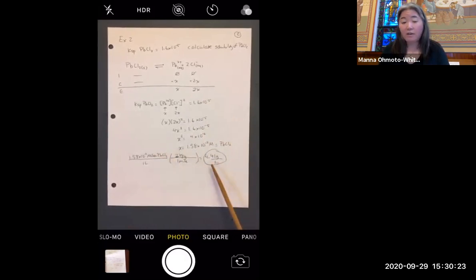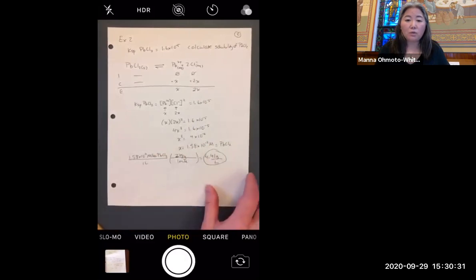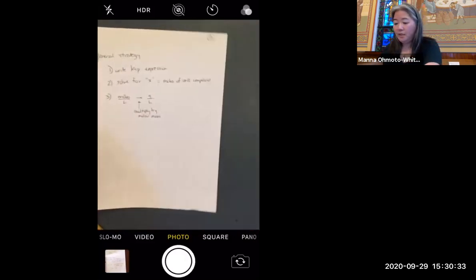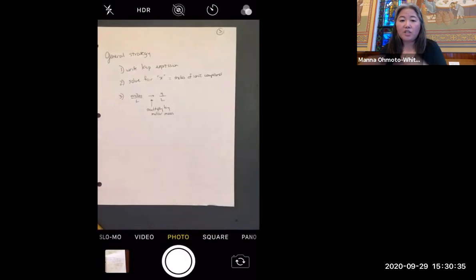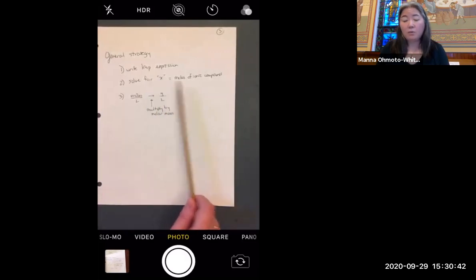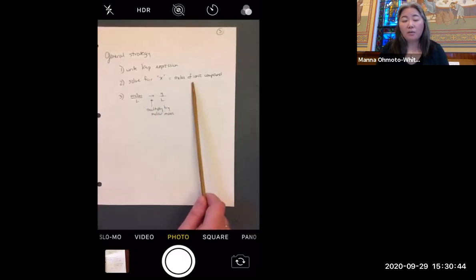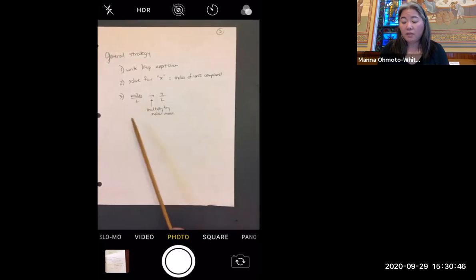So again, to find out how many grams per liter that is, I multiply it by the molar mass of lead-2 chloride to get the grams per liter of lead-2 chloride. Just a thing to remember, a general strategy: always write the Ksp expression, solve for x, because that will be the moles per liter of your ionic compound, and then the moles per liter of my ionic compound times its molar mass will give me how many grams per liter of that ionic compound I'm able to dissolve.